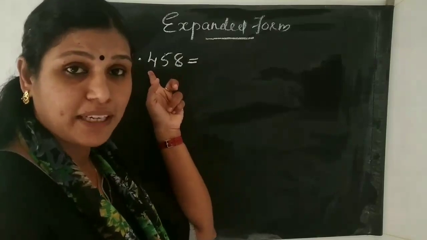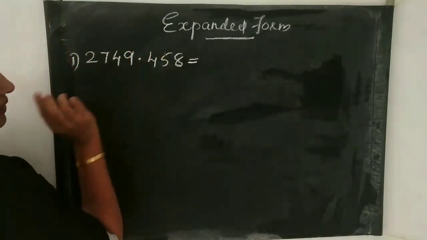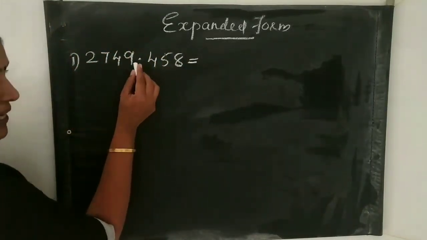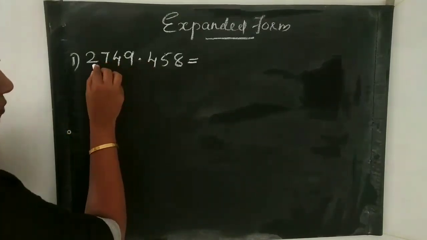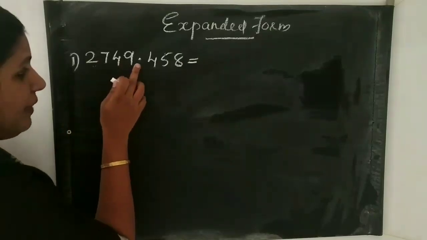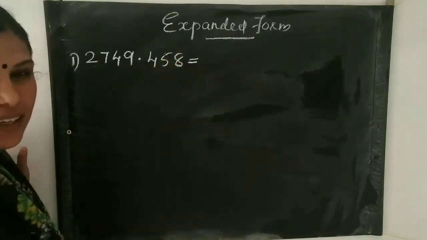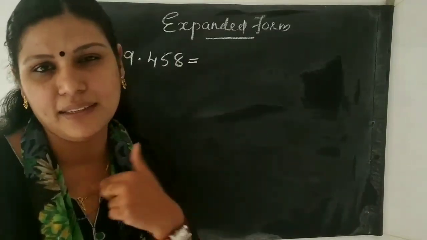How to write the expanded form of a decimal number. Okay. Our first question is this one. First you count the place value and how to read this. That is ones, tens, hundreds, thousand. That is 2749.458. And you just write on the top side to understand.